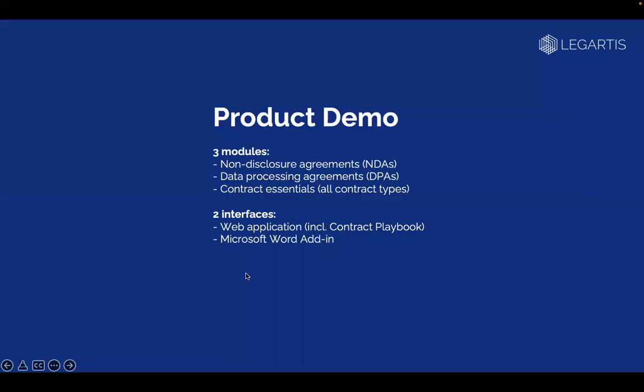So still a quick word about our solution and what I'll be showing you today. We at Legardis have 3 different modules. We have a module for non-disclosure agreements, a module for data processing agreements, and then we have a contract essentials module. What this does is find the most essential topics in all contract types. You can typically think of liability or warranty, and that's also the last module that I will be showing you today.